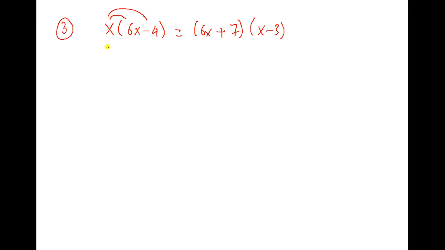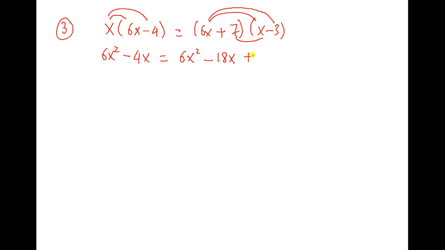6x and x give me 6x squared. x times 4, that's minus 4x. Now this one will FOIL, so 6x times x is 6x squared, 6x times minus 3, that's minus 18x.